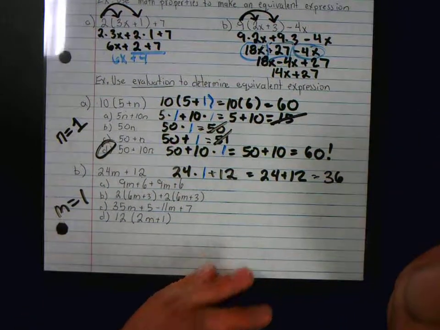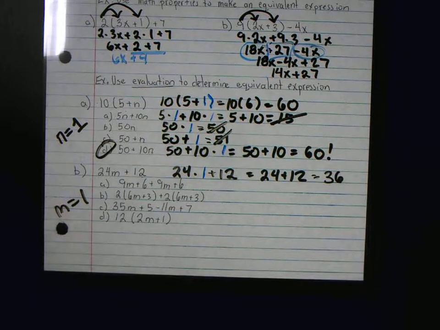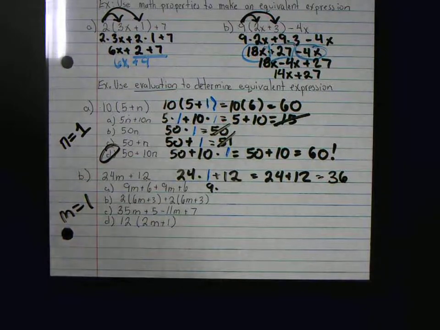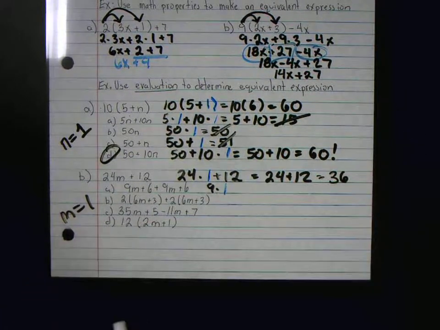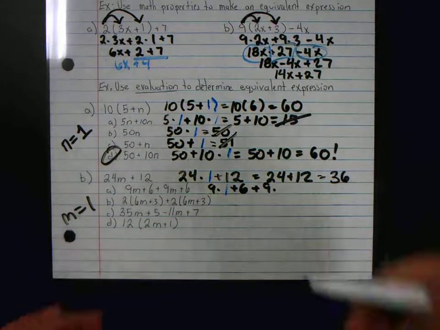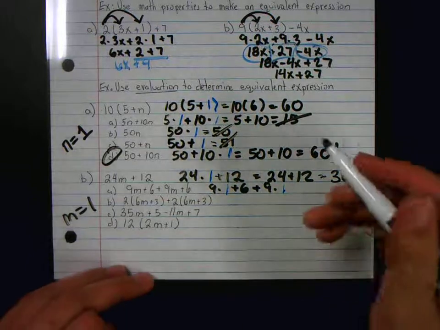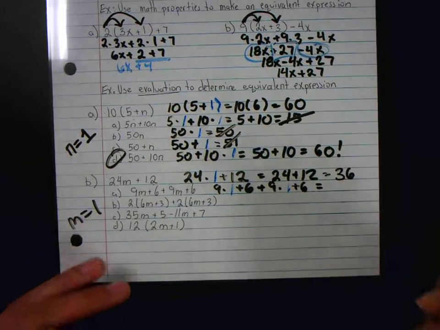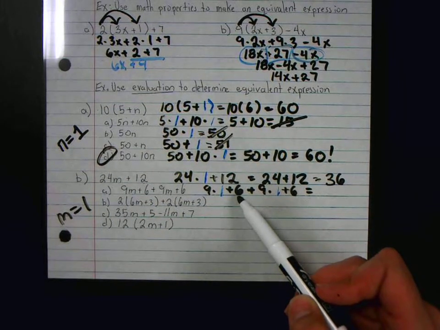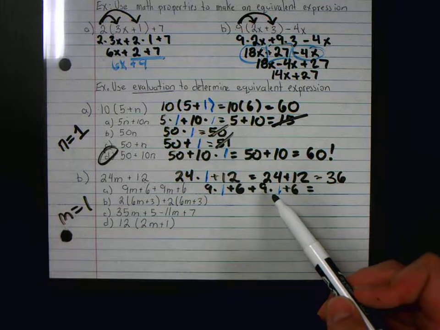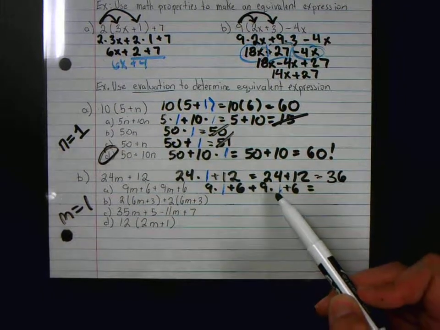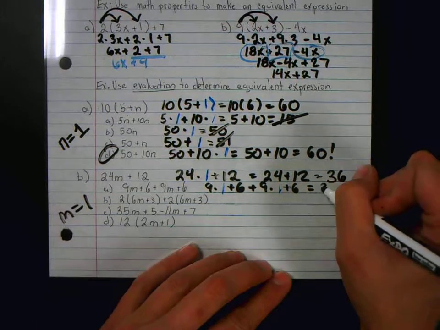All right. We got 9 times, instead of m, we're going to put 1, plus 6, plus 9 times 1, plus 6. All right. This isn't going to be too bad. 9 times 1 is 9. Cool. 9 plus 6 is 15. Awesome. Plus 9 times 1. 9 times 1 is 9. 15 plus 9 is 24. Okay, we're doing good. 24 plus 6 is going to be 30. That is not an option.